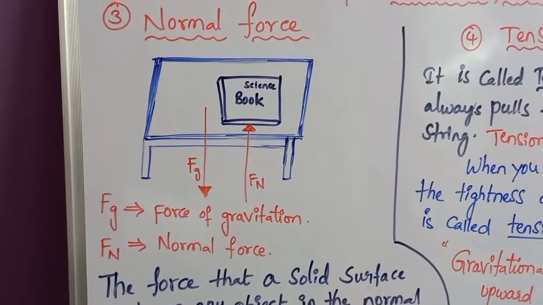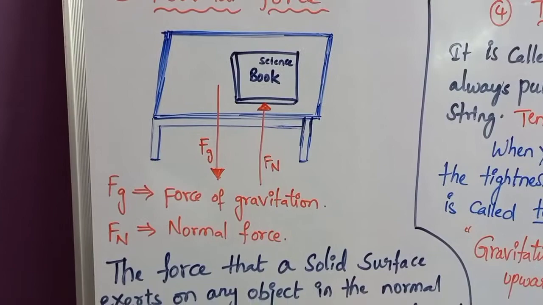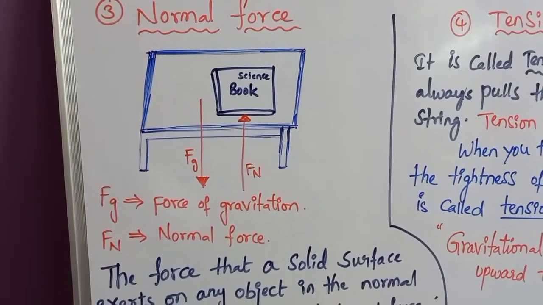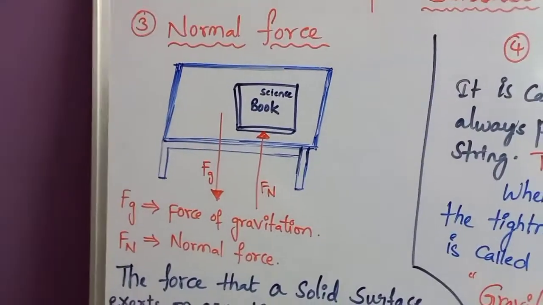Why? Because the two types of forces are acting in the opposite direction with equal magnitude. Hence, the net force acting on the book is said to be 0, and therefore, the book is in the equilibrium state.